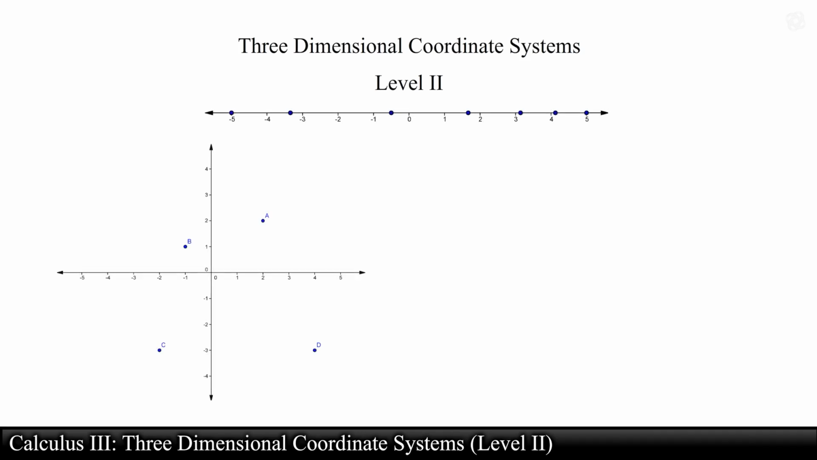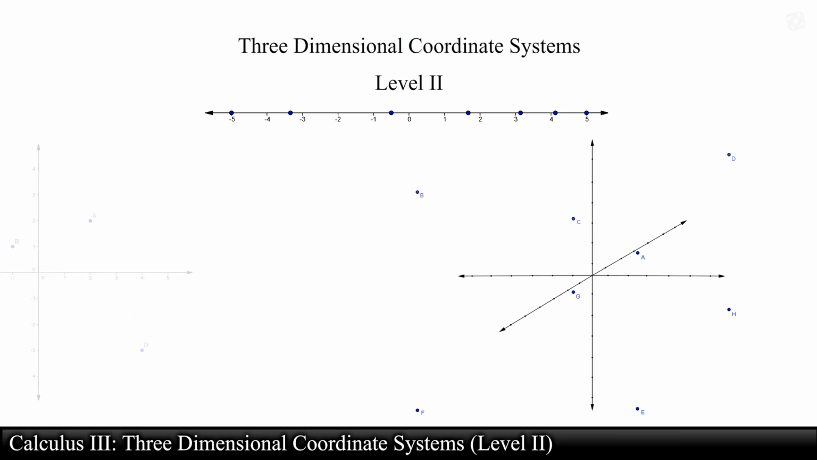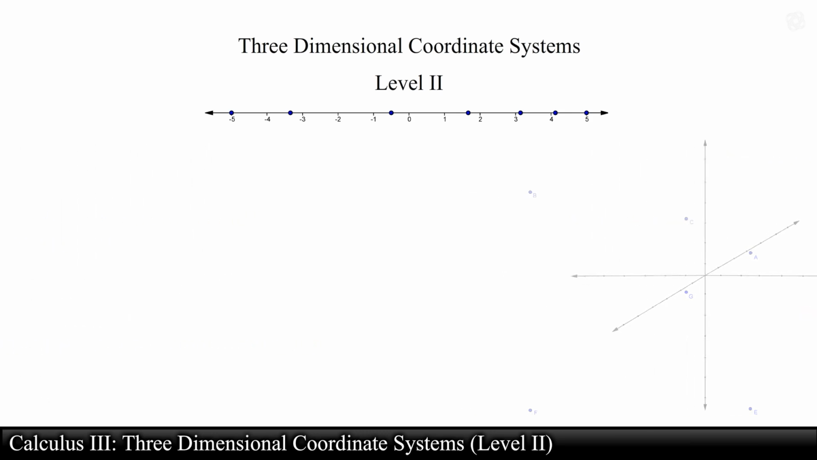Three-dimensional coordinate systems, Level 2. In the previous video, we reviewed the basics of 1-dimensional, 2-dimensional, and 3-dimensional coordinate systems. In this video, we will begin representing basic equations in 3-dimensional space. Before we dive in with equations, we need to be able to draw a 3-dimensional coordinate system and be able to identify and navigate through all its parts without getting lost.